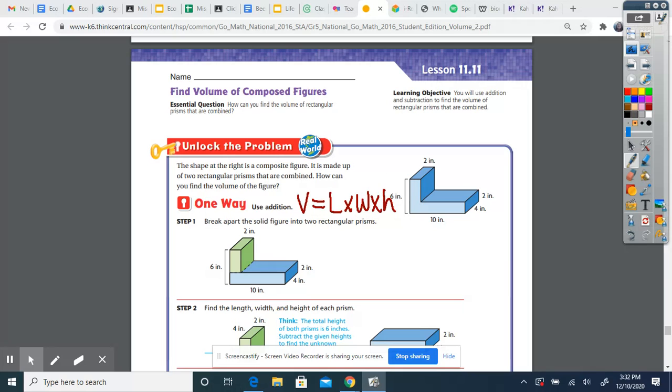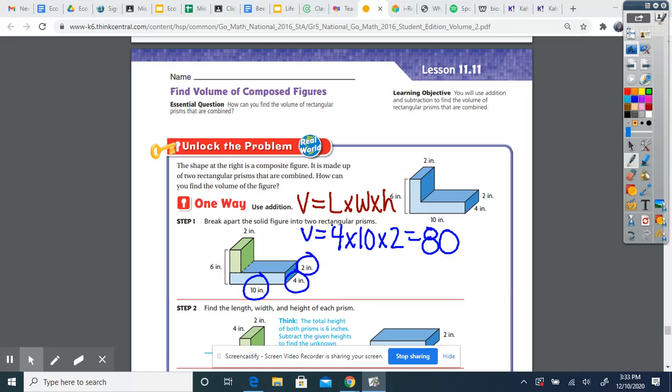So to start off, I'm going to start by finding the volume of the blue rectangular prism. So we see that we have 10, 4, and 2 for our length, width, and height. So I'm going to do 4 times 10 times 2. And then we're going to also solve this. Go ahead and solve it. So we've got 4 times 10 is 40, times 2 would be 80.